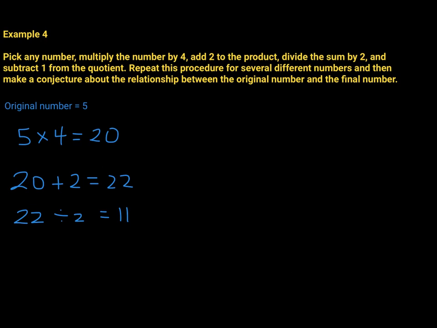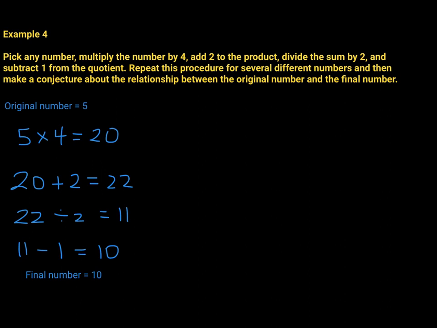And subtract 1 from the quotient. 11's the quotient, subtract 1 from the quotient, and the answer is 10. Okay, what is the relationship between 10 and the original number? 10 is twice the original number. Okay? So I think this example is trying to show that the outcome will always be twice the original number.